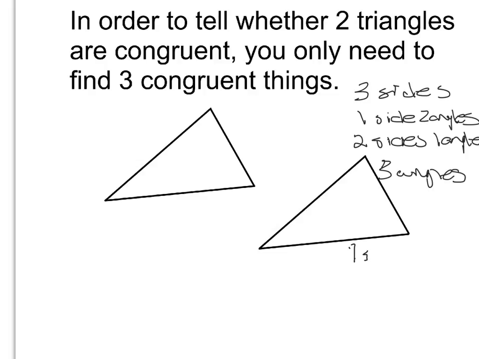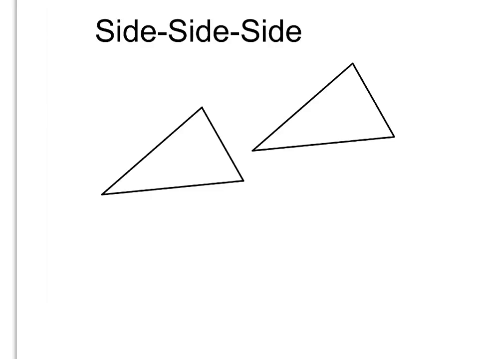Now, like I just said, not all of these combinations are going to work. So let's go over the ones that do prove congruency, then we'll talk about the ones that don't. The first one is if you're given that all 3 sides are congruent. So if I knew that this side and this side were congruent, and this side was congruent to this side, and this side was congruent to this side, then I would know that these 2 triangles are congruent based on side, side, side, or SSS.